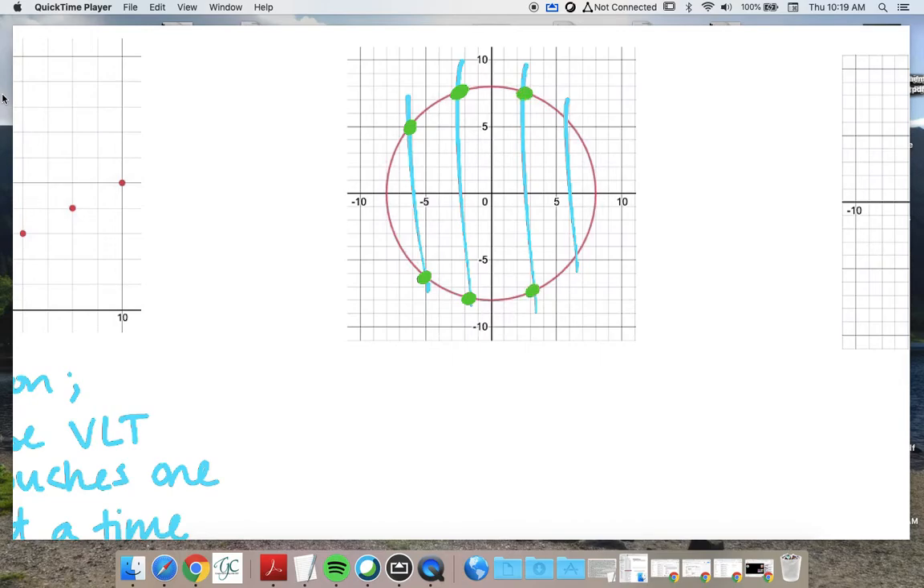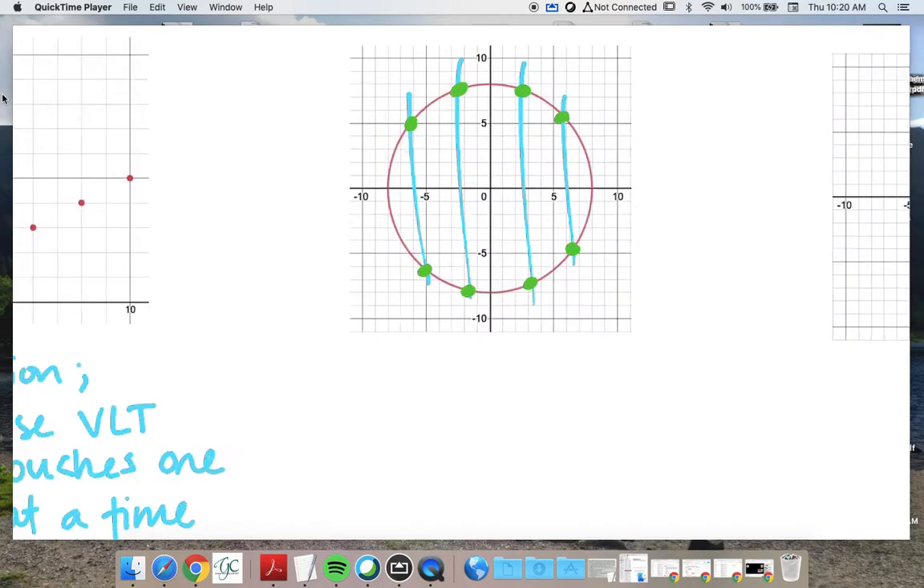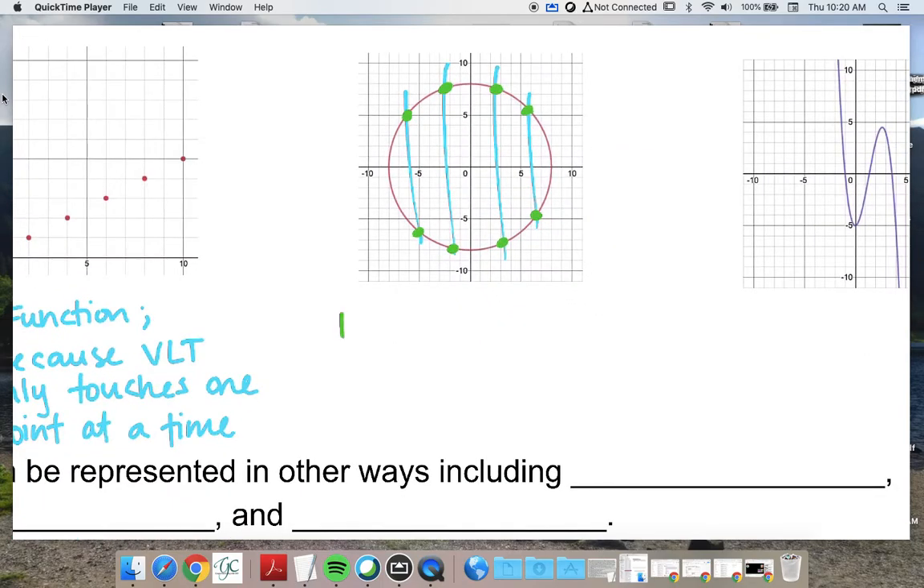I've just drawn 4 vertical lines. They're not very straight there, but you can see that as it cuts through that circle, it's touching a point at the top of the circle and at the bottom of the circle. So we have repeating x values all the way across that circle. So this one is not a function.